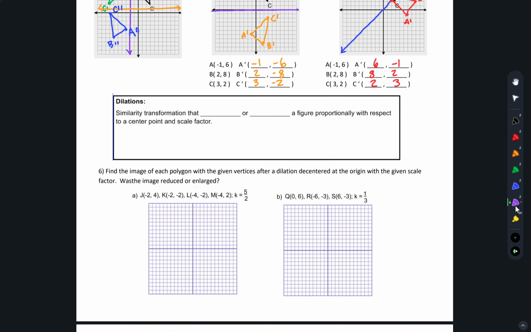A dilation is a similarity transformation that either enlarges or reduces a figure proportionately in size with respect to a center point and a scale factor. For our purposes, our center points will always say centered about the origin, which refers to the point 0, 0 at the middle of our graph. And a scale factor will usually be represented with the letter K.